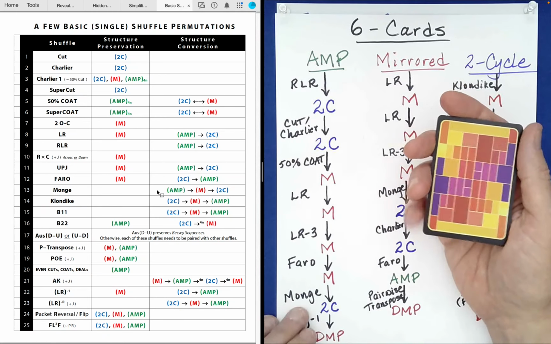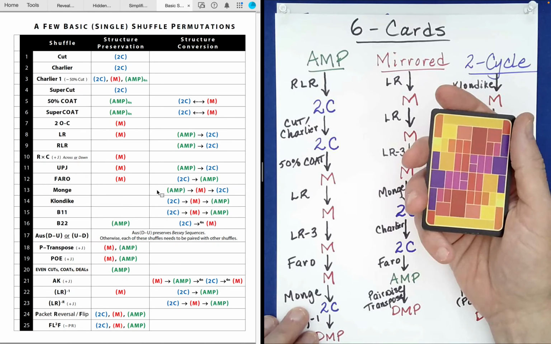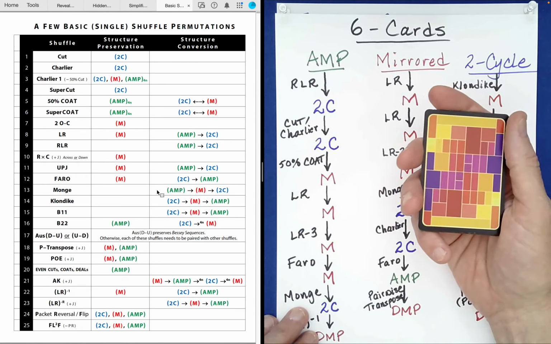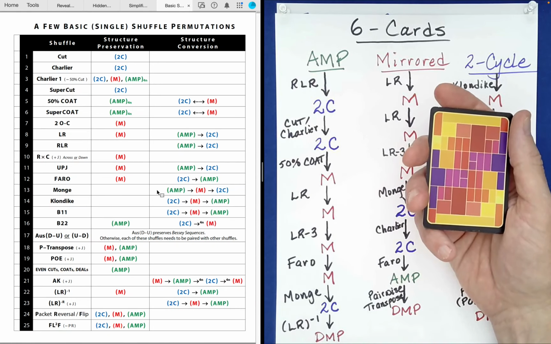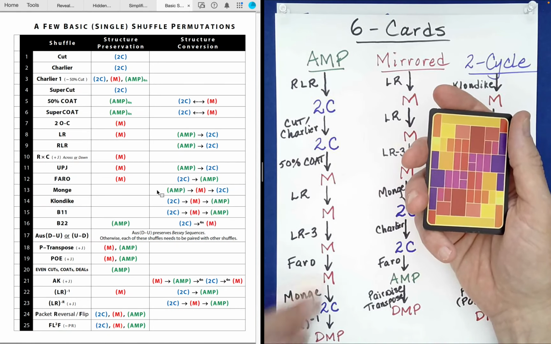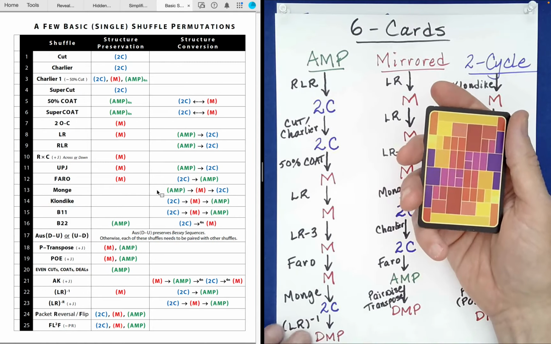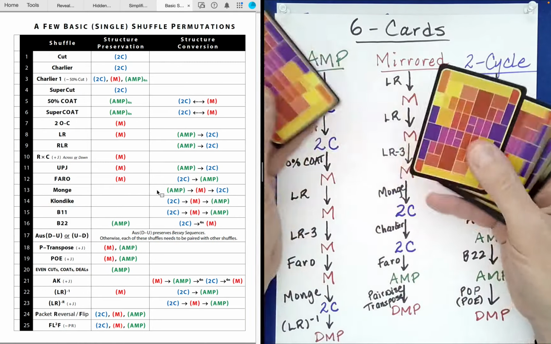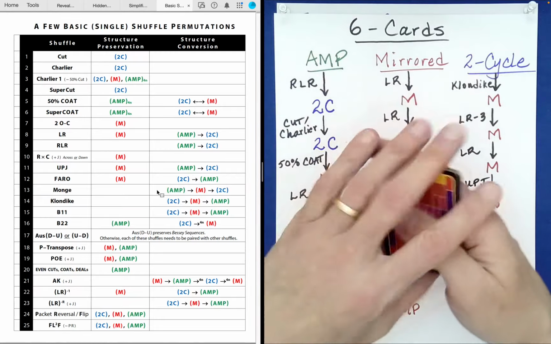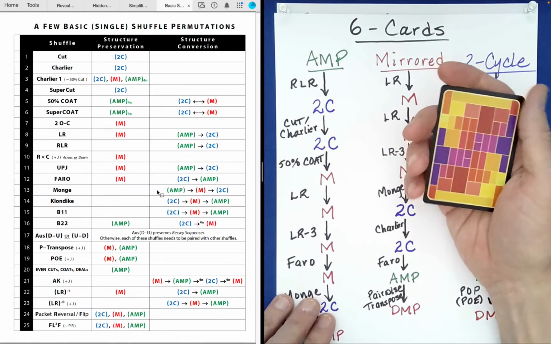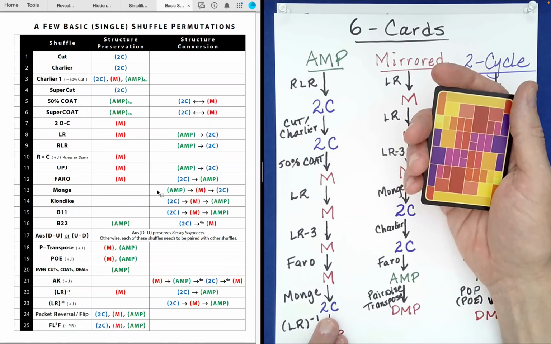Now, the mange shuffle comes in 2 varieties. One's called an over-under and the other one's the under-over. Both of them work just fine. They will convert a mirrored structure to a 2-cycle structure. Okay, so why don't we do maybe an over, under, over, under, over. So that's a mange over, under. It is now a 2-cycle.